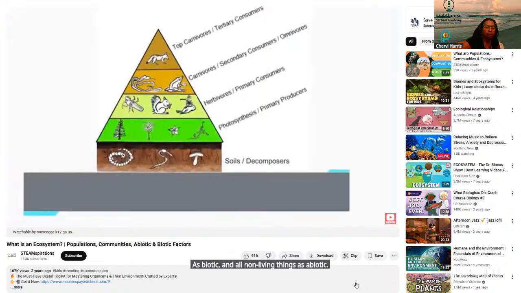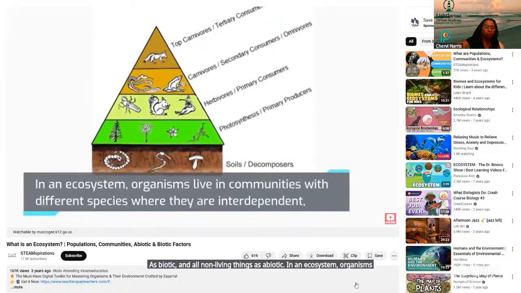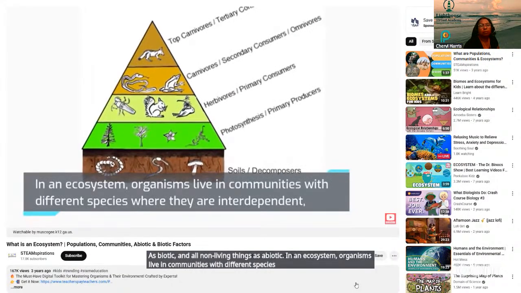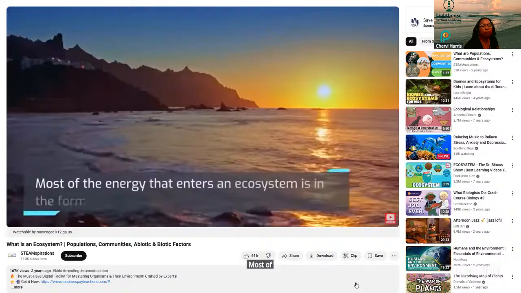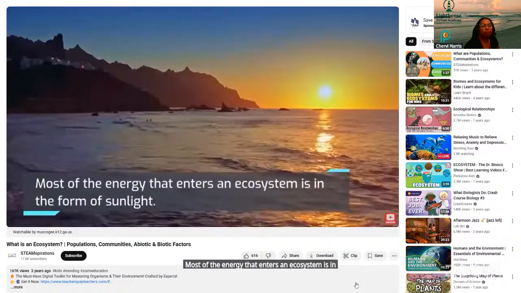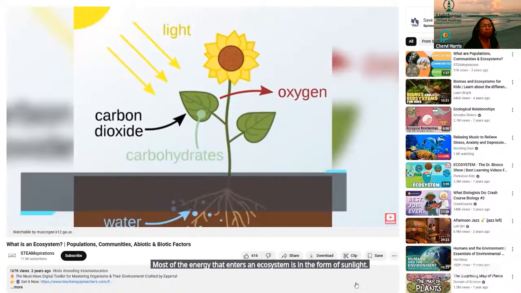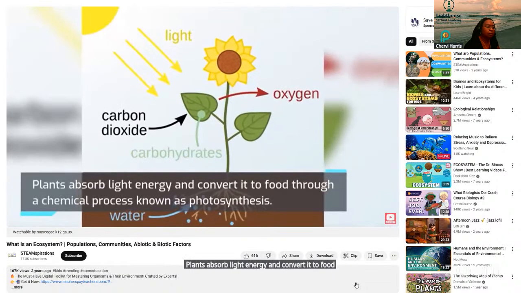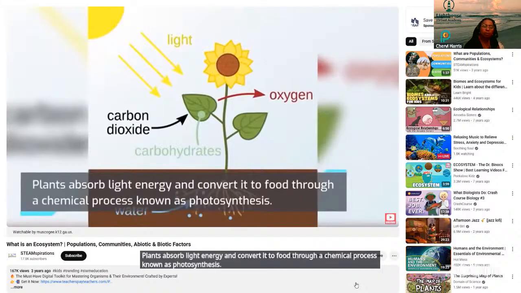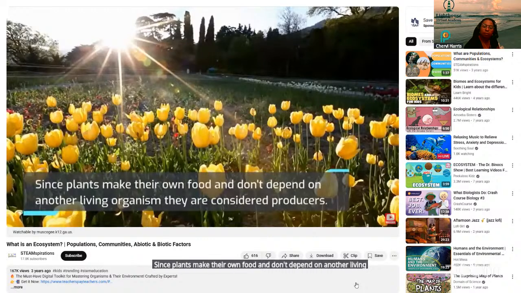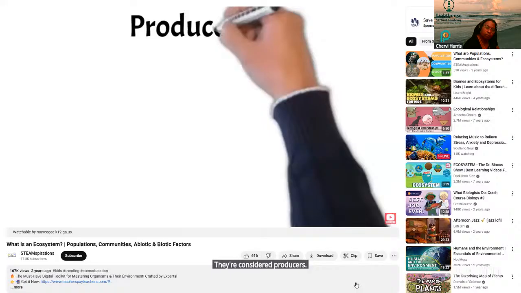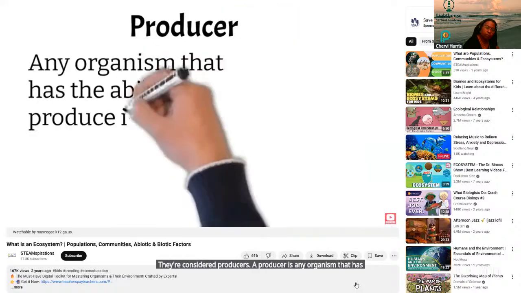In an ecosystem, organisms live in communities with different species where they are interdependent, where they need each other and the environment they live in to survive. Most of the energy that enters an ecosystem is in the form of sunlight. Plants absorb light energy and convert it to food through a chemical process known as photosynthesis. Since plants make their own food and don't depend on another living organism, they're considered producers. A producer is any organism that has the ability to produce its own food.